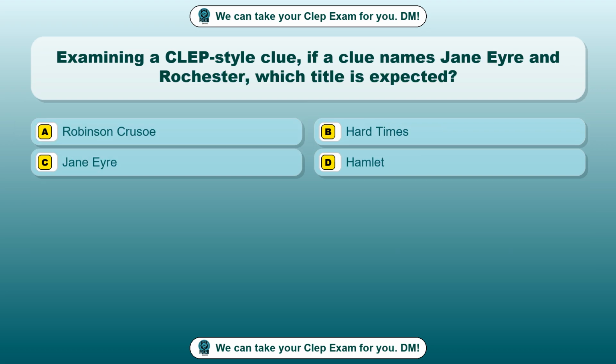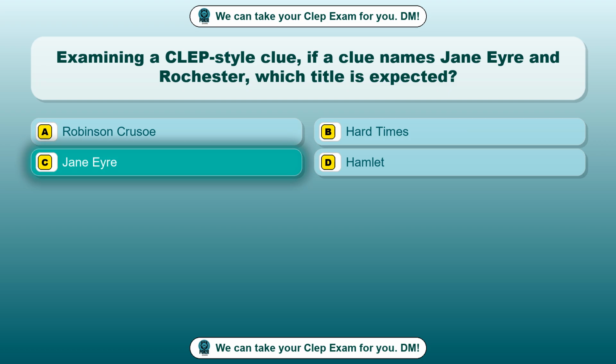Question 97. Examining a CLEP style clue, if a clue names Jane Eyre and Rochester, which title is expected? Option A, Robinson Crusoe. Option B, Hard Times. Option C, Jane Eyre. Option D, Hamlet. The correct answer is option C, Jane Eyre.